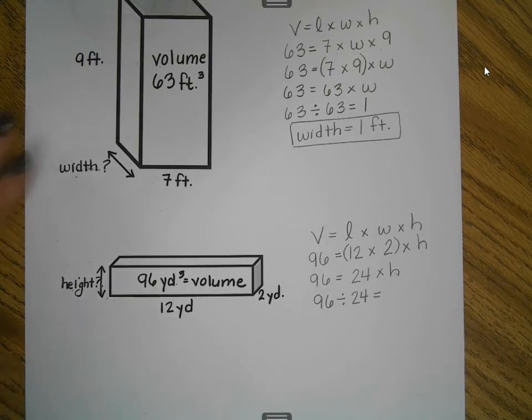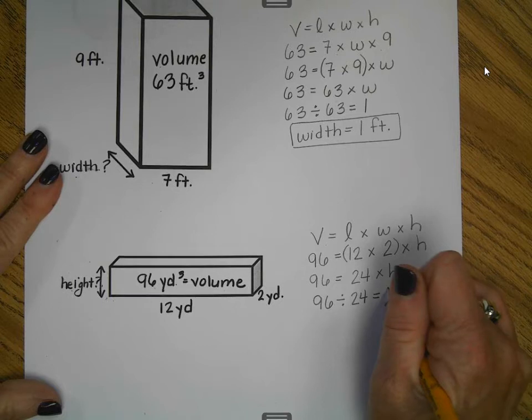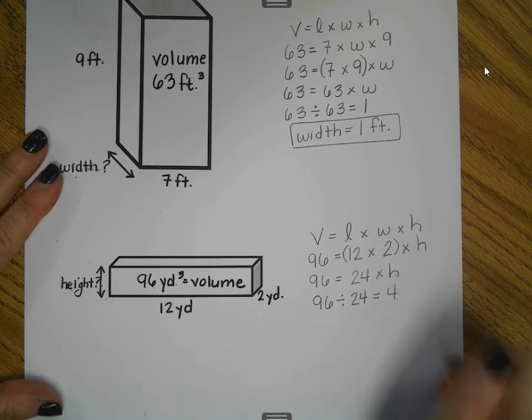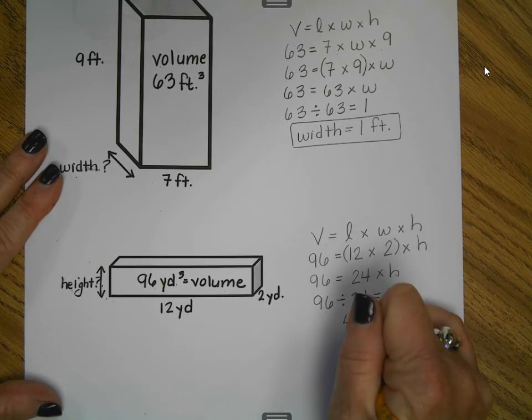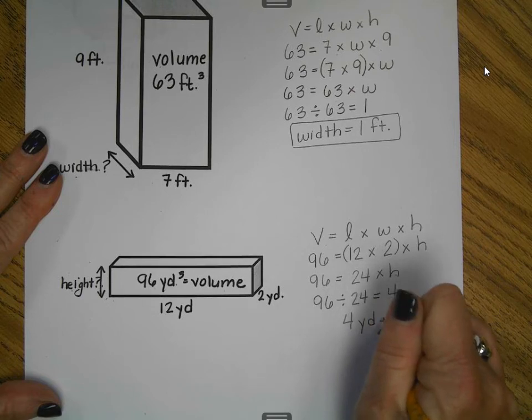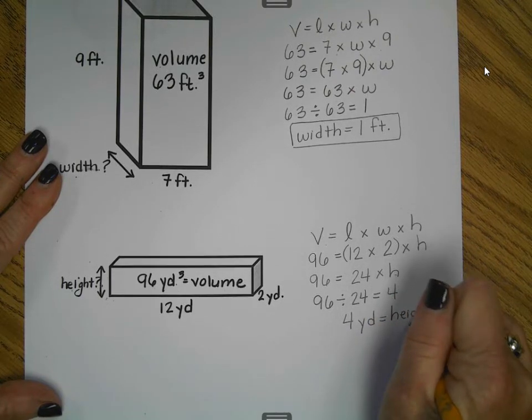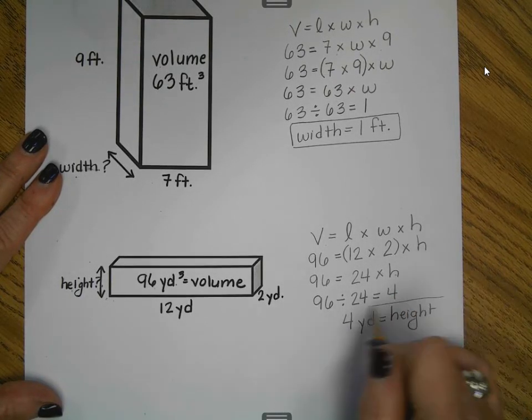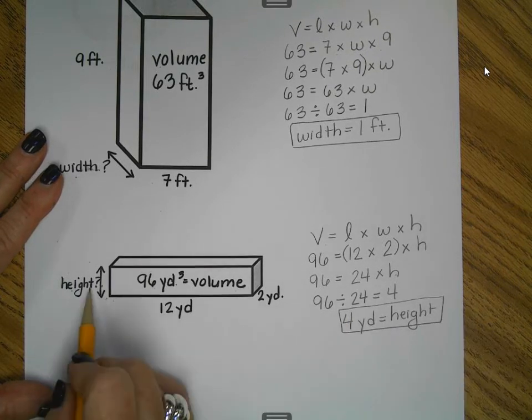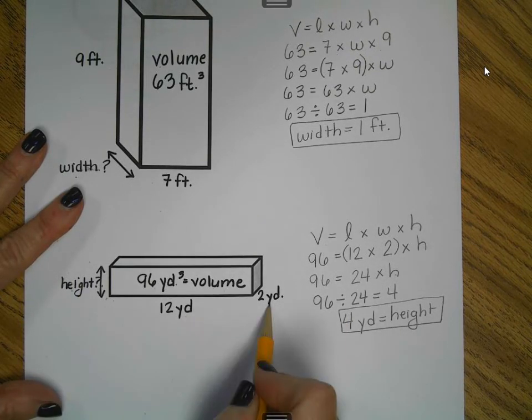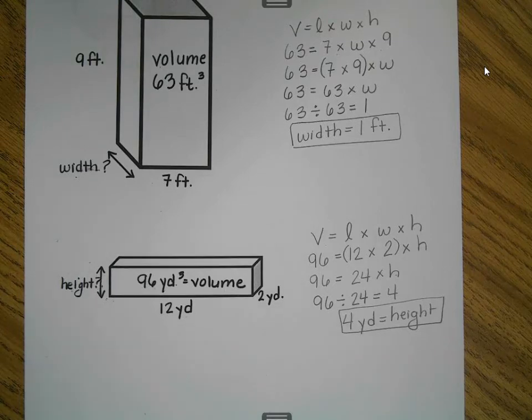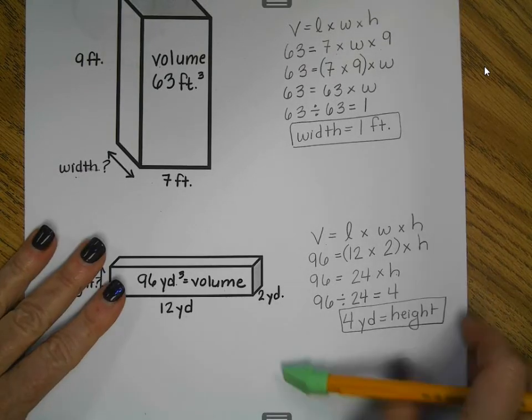So 96 divided by 24, you're welcome to use a calculator. I know you don't know how to divide by a 2-digit divisor quite yet. If you use a calculator, you get 4. So what that means is 4 yards is the height, right? And to check it, plug in your values. See if 4 times 12 times 2 gives you 96. Let's do one more, make sure we understand this concept.